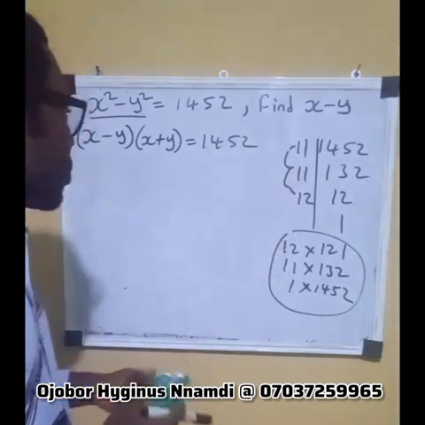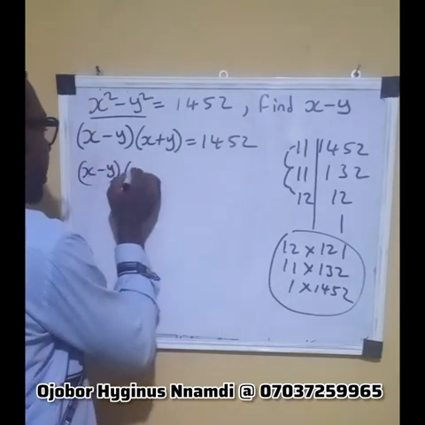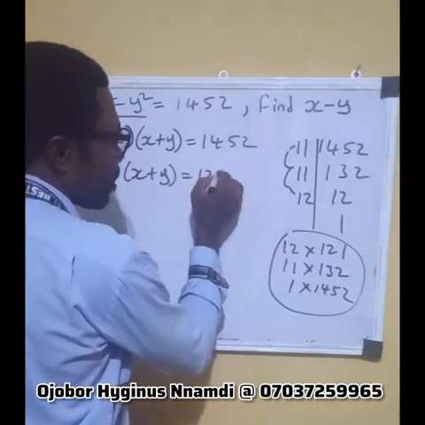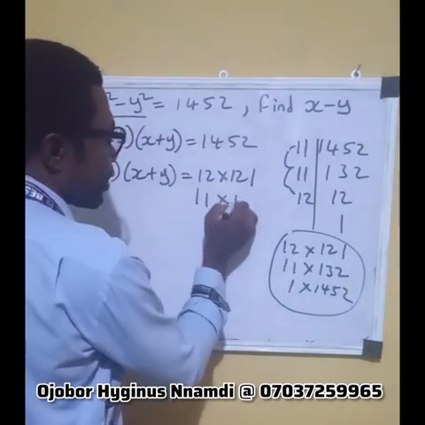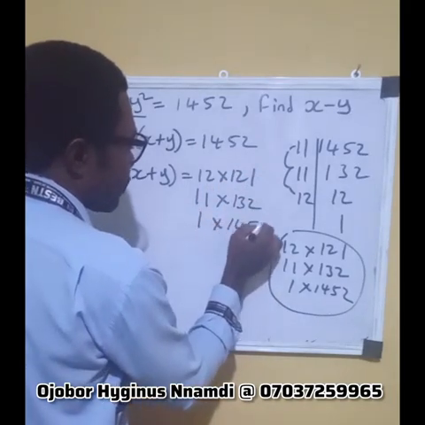So we can pick any one. If that is the case, x minus y multiplied by x plus y is equal to, if we pick the first one, 12 times 121. If it is the second, 11 times 132. If it is the third one, 1 times 1452.